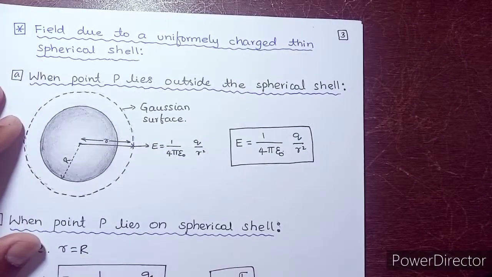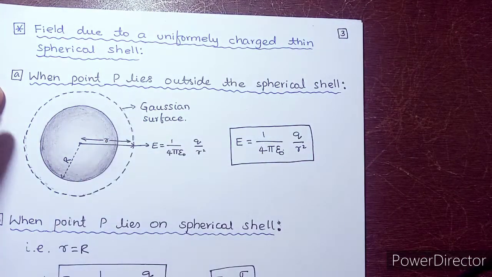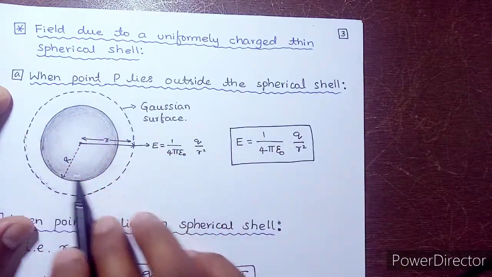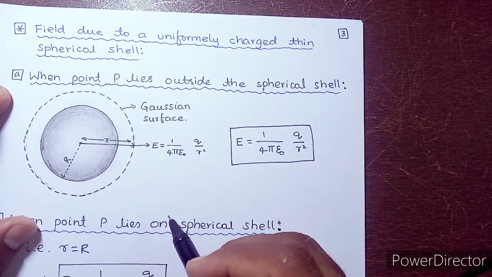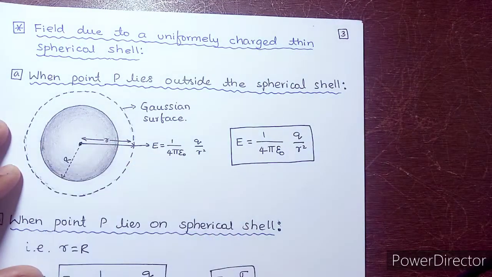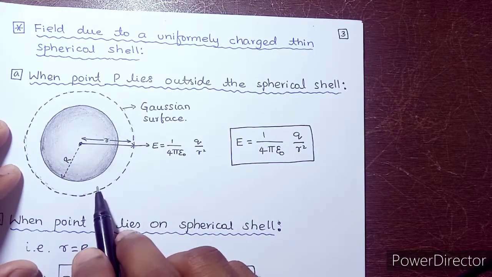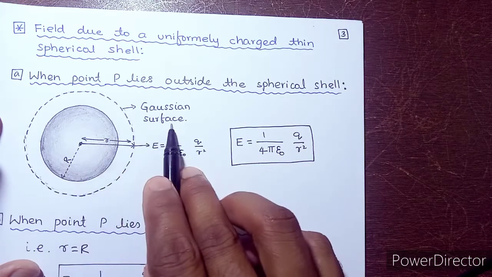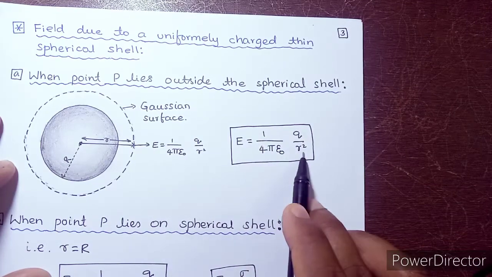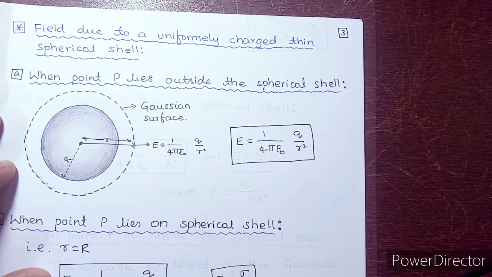Okay. Then we have the field due to a uniformly charged thin spherical shell. In this we have three different cases. First one is when point P lies outside the spherical shell. Here we have the spherical shell, which is uniformly charged. Now, what is the electric field due to this spherical shell at this particular point P? Here I am considering a Gaussian surface. What is the electric field here? That is given by 1 by 4 pi epsilon naught q by r square, where r is the distance, q is the total charge enclosed by this shell.